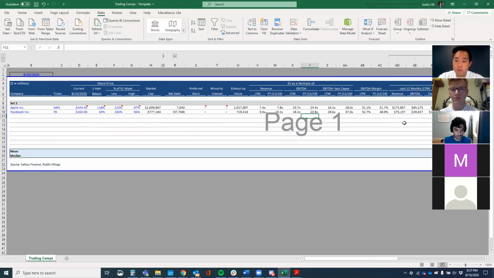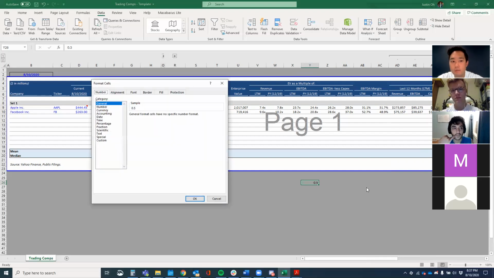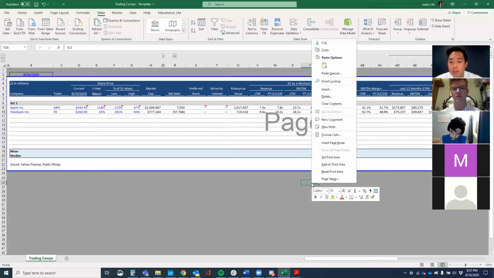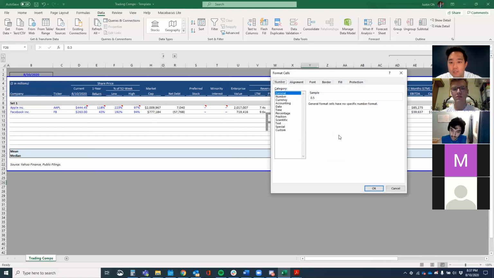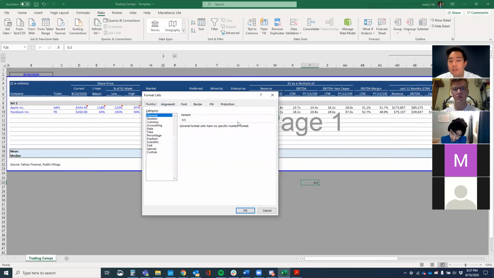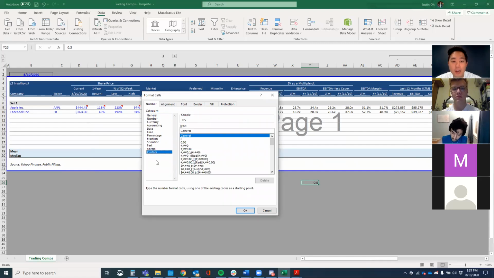So let's say I go 0.5, and I want to format that. A little shortcut: Control-1 brings up Format Cells. Or you can right-click and choose Format Cells, but remember Control-1. Go to Custom, and I type 0.0x or 0.0000x, whatever you want, or 0x, and then a semicolon, then in parentheses 0x.